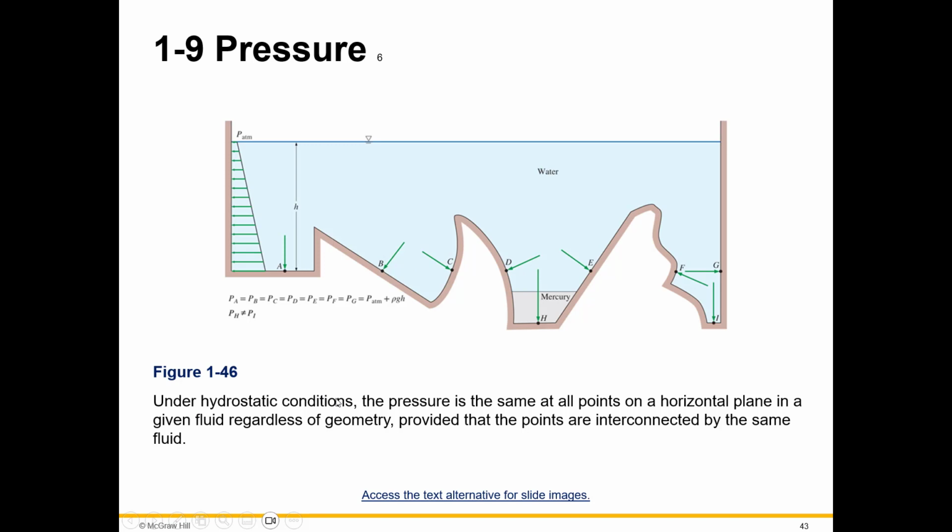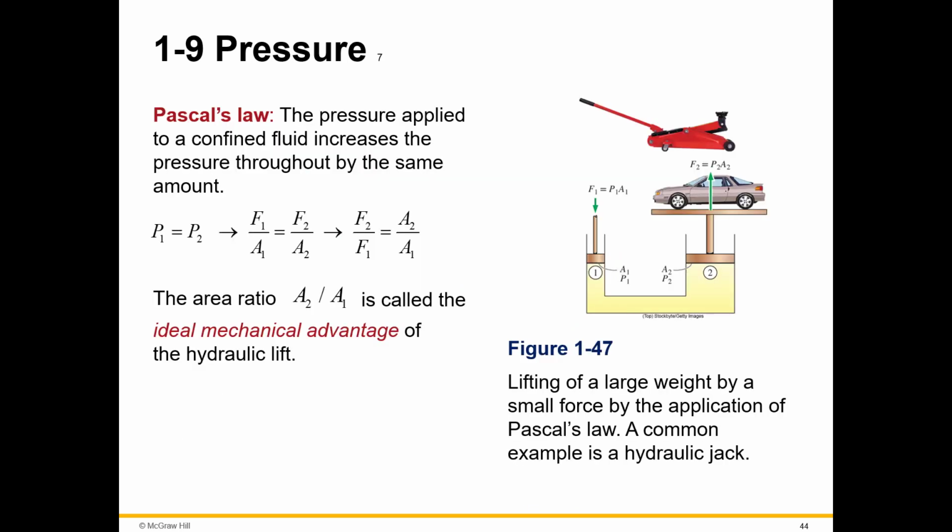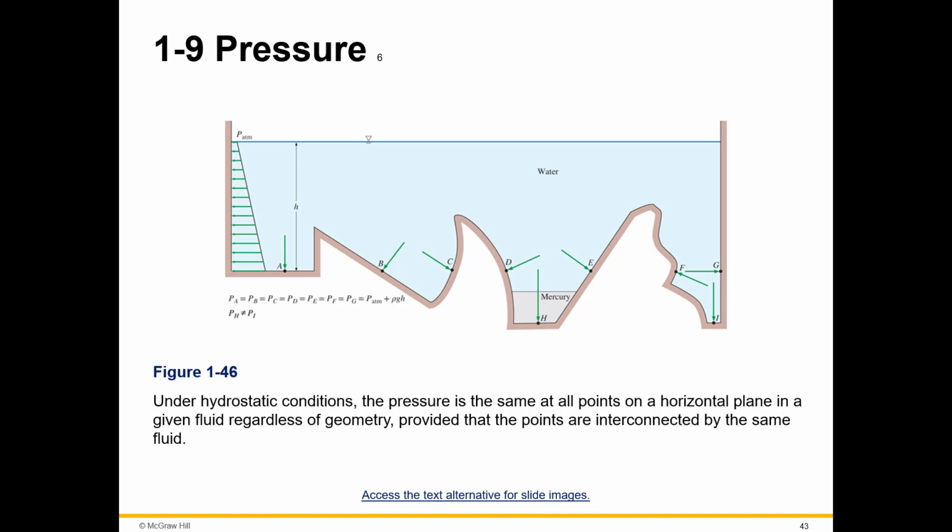So under hydrostatic conditions, the pressure is the same at all points on a horizontal plane in a given fluid, regardless of geometry, provided that the points are interconnected by the same fluid, right? So here we have point A, point B, point C, point D, point E, point F, point G. They're all the same, right? Point H is not equal to point 1 because this is in mercury. It's not the same fluid, right? Because fluids have density. They have their own density. Because of that, you can't have the same pressure if you have different fluids.